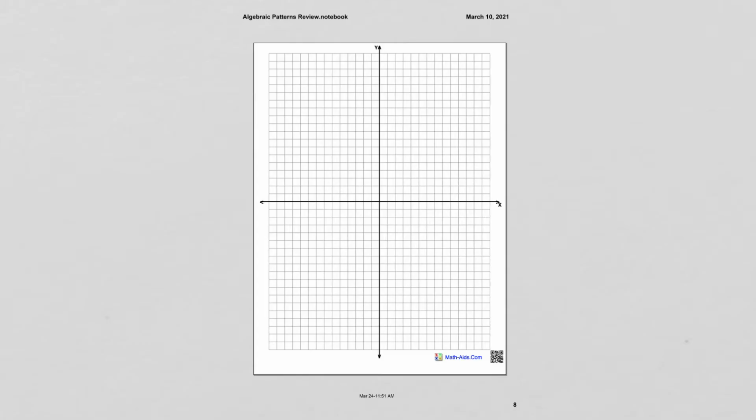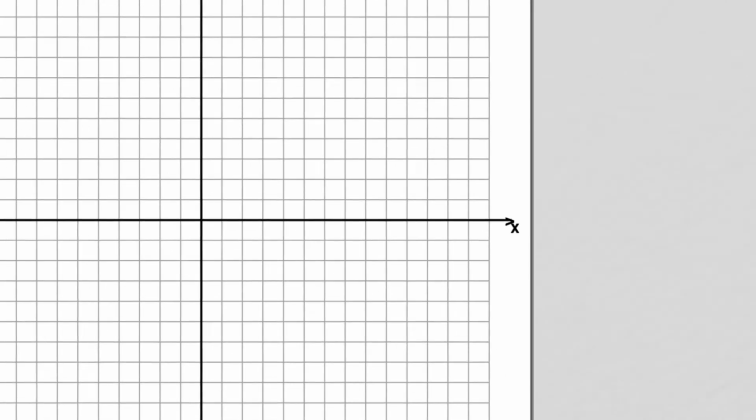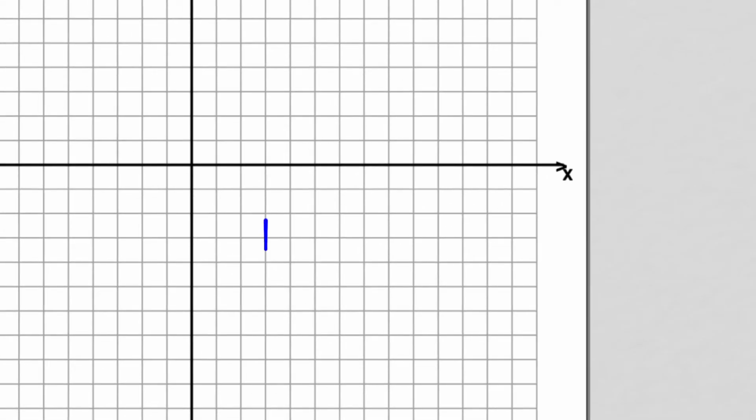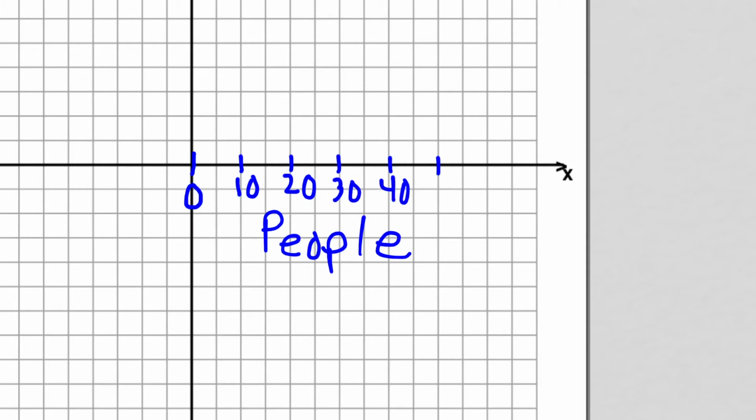And here's our graph now. We're going to graph this. We're only going to be in the positive area of the coordinate plane. We got to label the parts of our graph. X is going to be people, where the x and y axis meet is 0, 0. This time we're not going to go up by ones. It would probably make sense to go up by tens, right? 10, 20, 30, 40, 50, 60, and 70 people. Sort of made a little boo-boo right there.